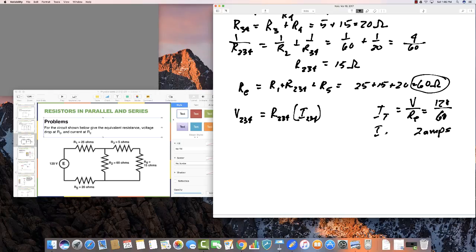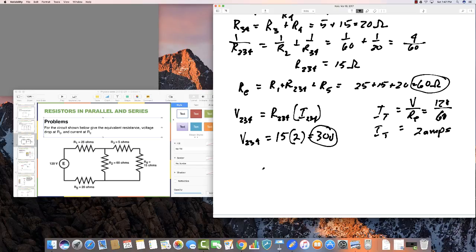So the current I234 is the same as the total current, and so V234 is equal to R234, which we found was 15, times I234, which was 2, or 30 volts. So the voltage drop at R2 is going to be the same as the voltage drop that comes in here. So that's 30 volts. So that's your second answer.